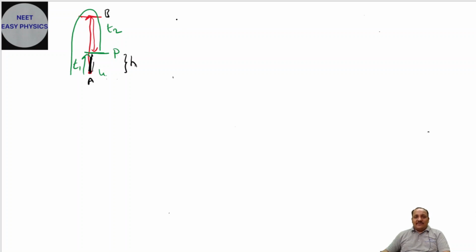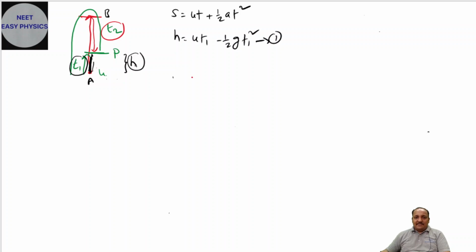For this, we will use a very simple formula, which we have already used so many times: S is equal to ut plus half at square. In T1 time, if it is meeting, how much height is it covering? Displacement h. h is equal to ut1, it is a vertically projected body, therefore minus half g t1 square. That is equation 1. Another time, after T2 time, it is meeting, but the height is the same. Therefore h is equal to ut2 minus half g t2 square. That is equation number 2.